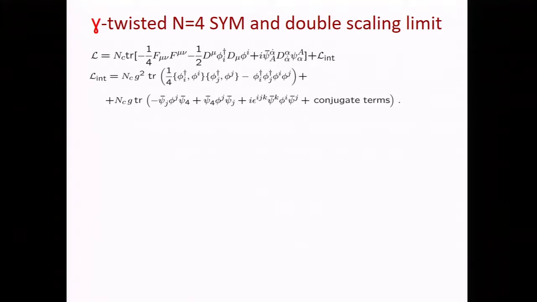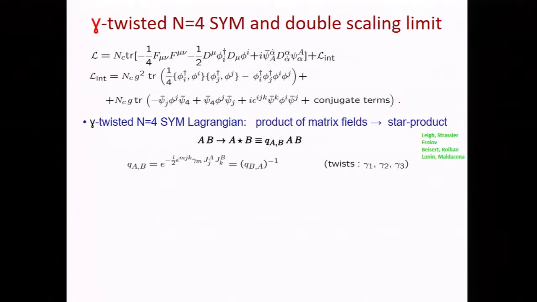So we start from the standard N equals 4 super Yang-Mills. Here it's without any twisting. You have here 3 complex scalars, 4 fermions, etc. Now let's twist the theory. Twisting means that you replace a matrix product of fields. Of course, they are fields in the adjoint.